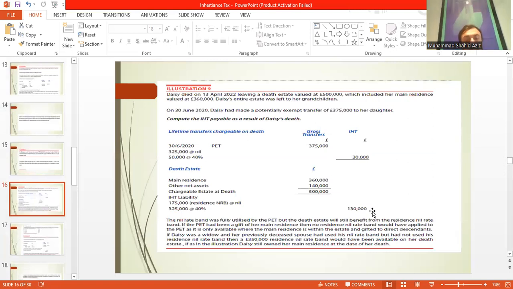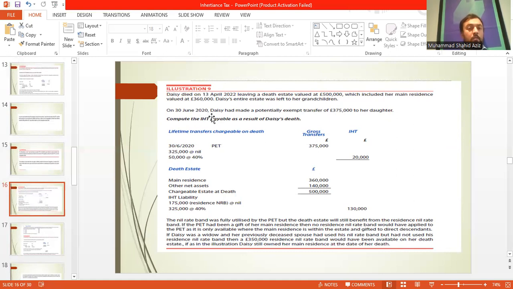Another example. Daisy died on 13th of April 2022, leaving a death estate valued at 500,000, which included her main residence valued at 360,000. Daisy's entire estate was left to her grandchildren.